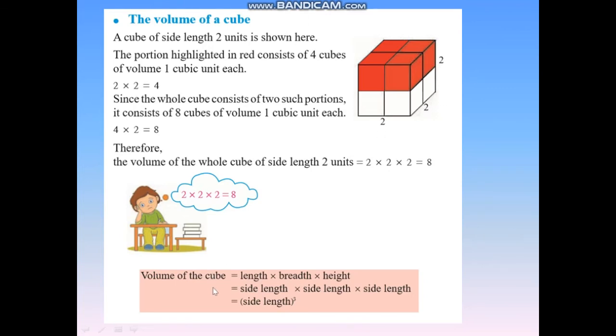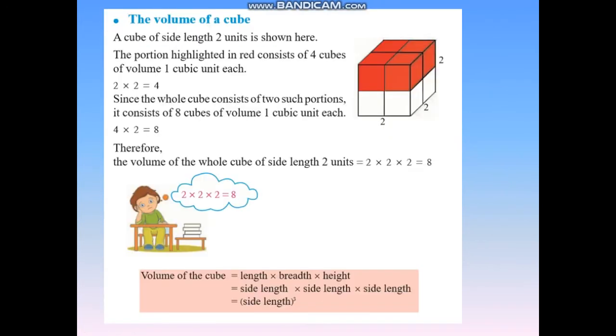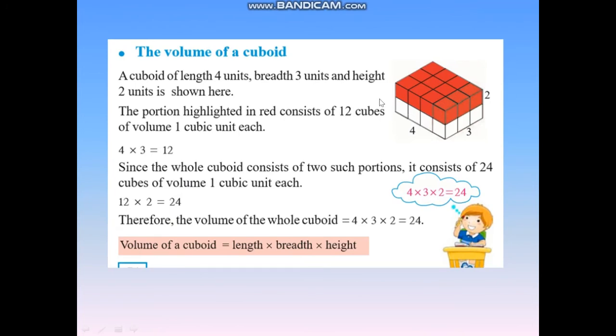So the volume of the cube comes as side into side into side. That means we can say length into breadth into height. The volume of the cuboid is also the same. In the cube itself we took a side because in a cube all the length, breadth and height are equal. But in a cuboid, length, breadth and height can be different from each other. So the volume of a cuboid we can obtain as length into breadth into height.